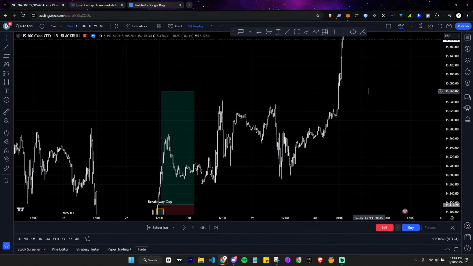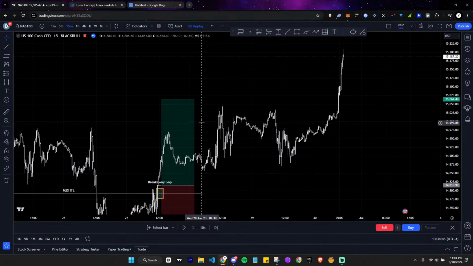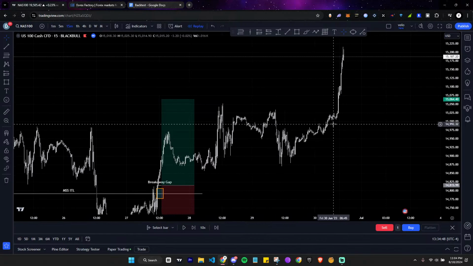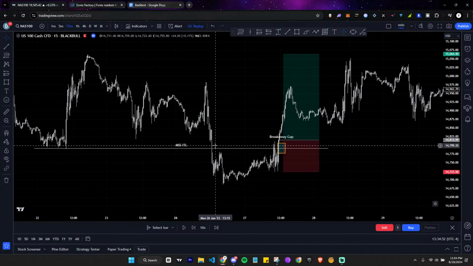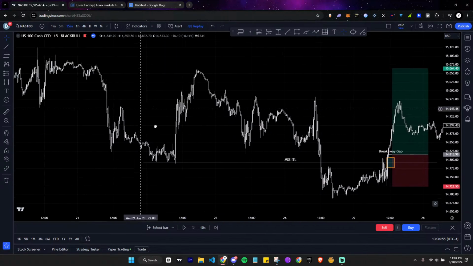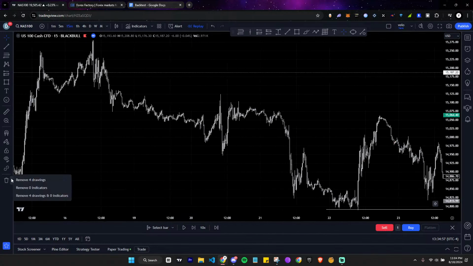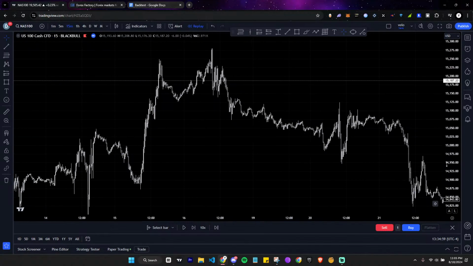Boom. So eventually it does hit TP, but it takes a significant amount of time to hit this. So it's not really worth the trade, to be honest. But it's okay. So let's look for other spots.